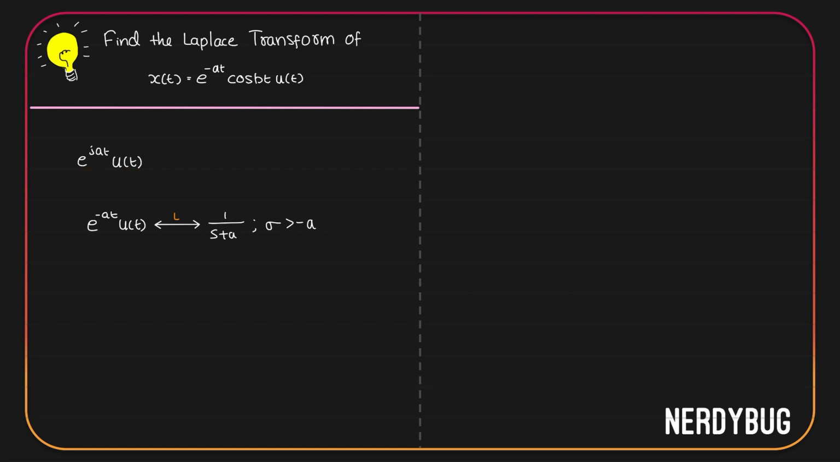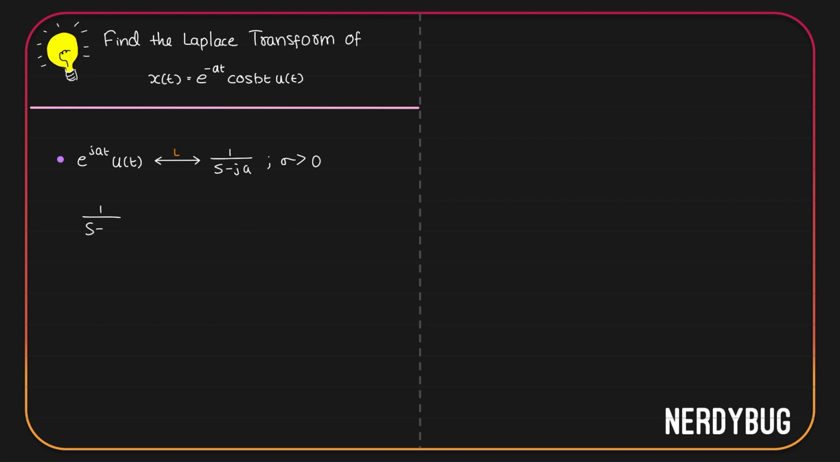Comparing with this signal, we can see instead of minus a, we have plus ja. So its Laplace transform is going to be 1 by s minus ja, and sigma is going to be greater than ja. But ja is 0 plus ja. Its real part is 0, and we know ROC only depends on the real part. So we won't write sigma is greater than ja, we will write sigma is greater than 0.